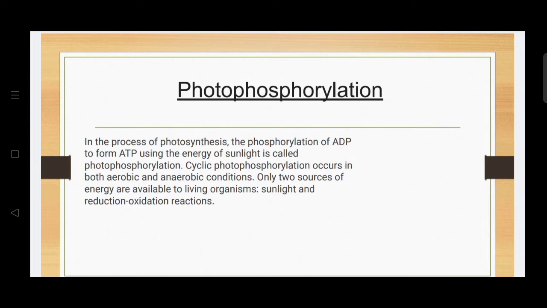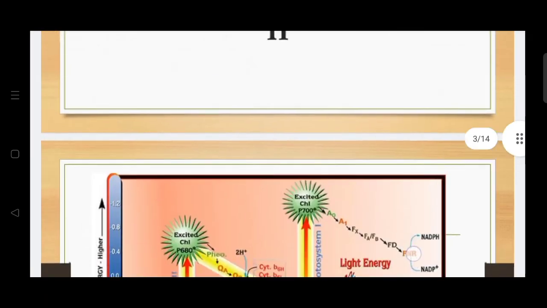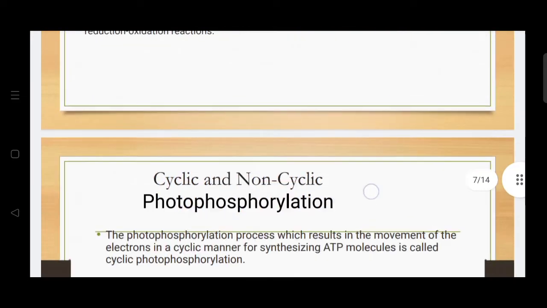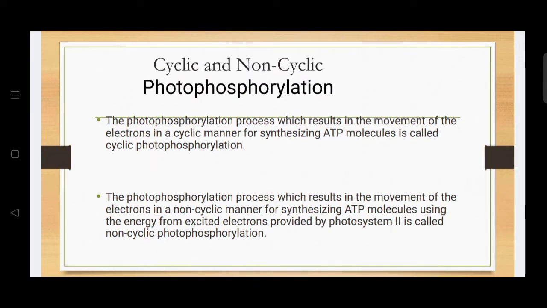When the molecules in the PS1 are excited, here is the diagram, the electrons are released. An electron deficiency or a hole is made in the PS1. This electron is transported to ferredoxin to reduce NADP plus. Here is the definition of non-cyclic photophosphorylation: the photophosphorylation process which results in the movement of the electrons in a non-cyclic manner for synthesizing ATP molecules using the energy of excited electrons provided by photosystem is called non-cyclic photophosphorylation.